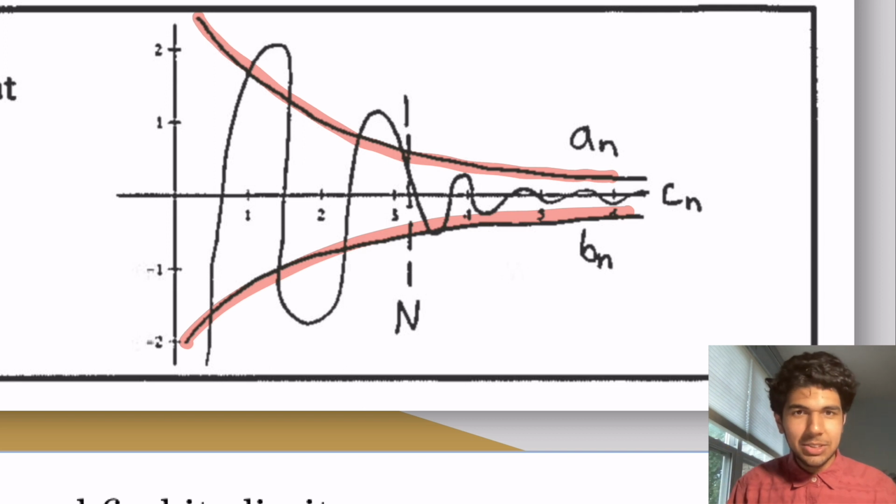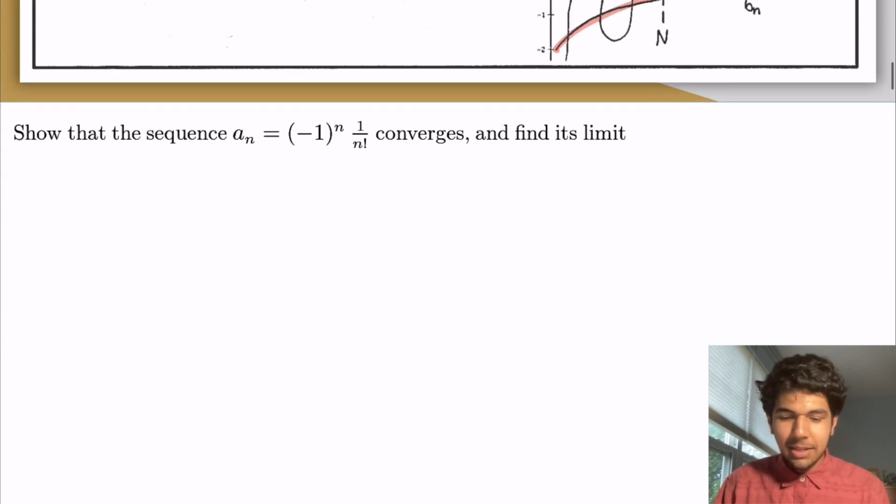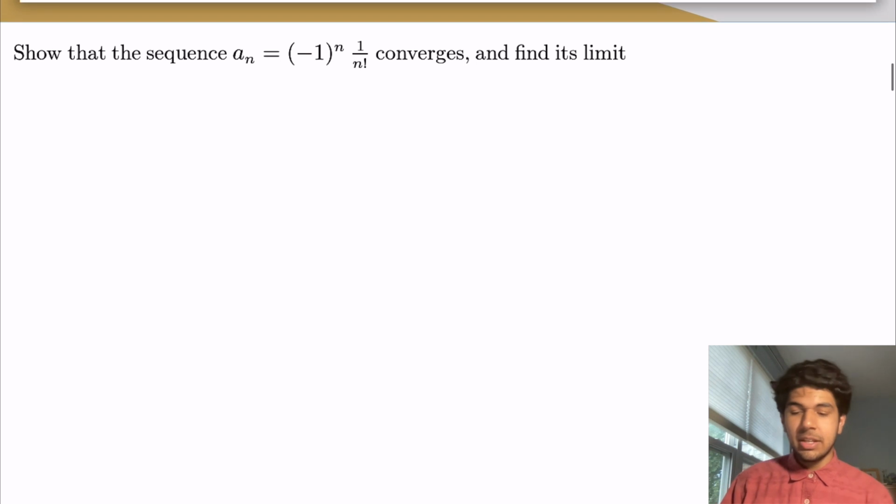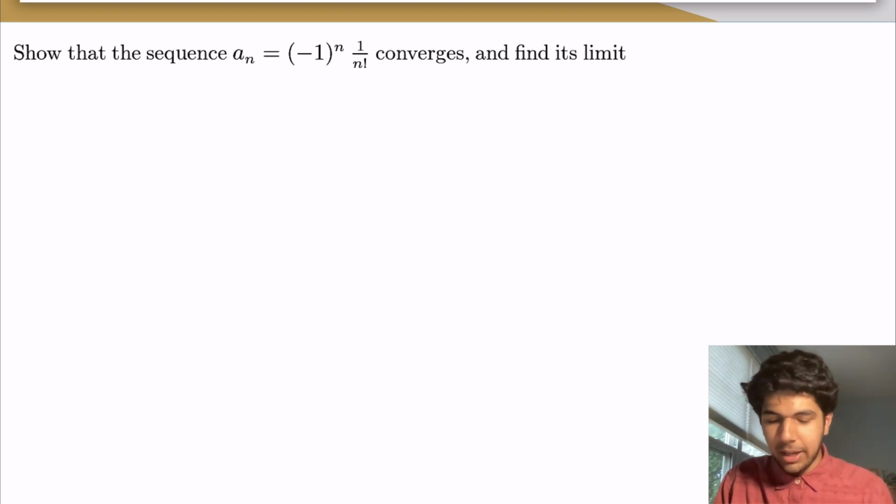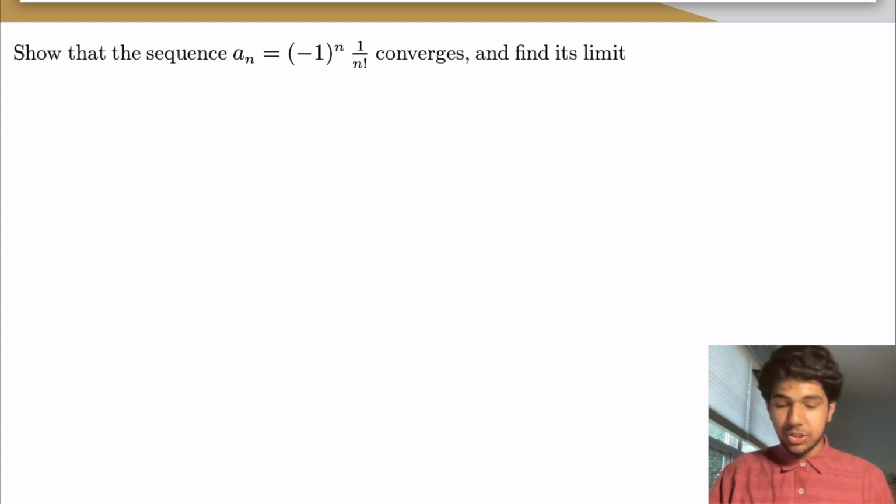It might take a moment to wrap your head around it, and it's kind of confusing at first, but I assure you it's super powerful and it's actually really cool. And let's take a look at an example that uses the squeeze theorem. So we have this sequence, a sub n equals -1 to the n times 1 over n factorial. We want to show that it converges and find its limit.